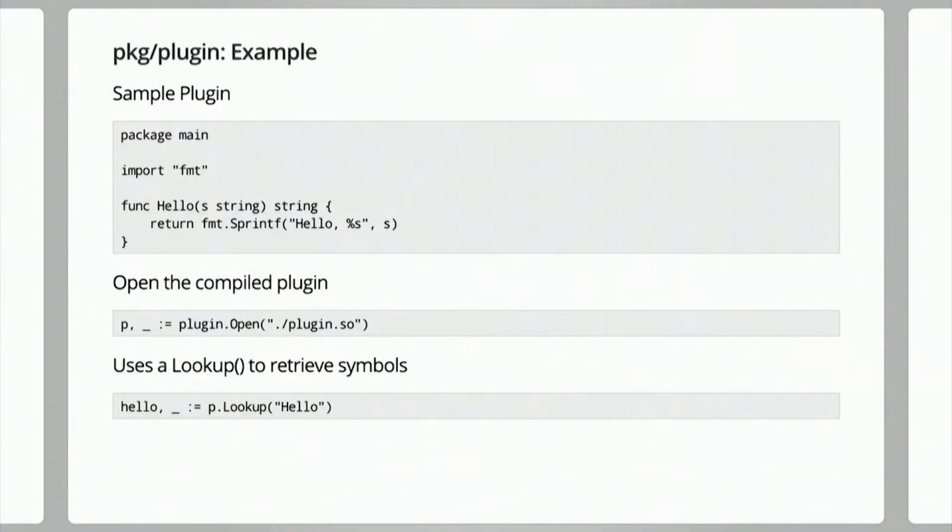So here's just a simple example. You can define a simple function like you would in any Go package, and then use those plugin methods to open it and use a lookup to retrieve those symbols, where you can then use it later.